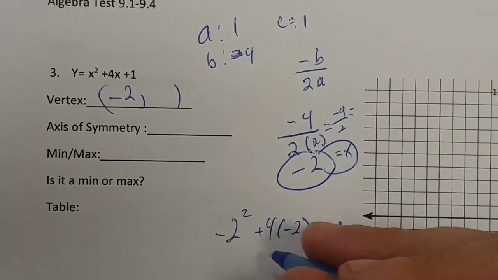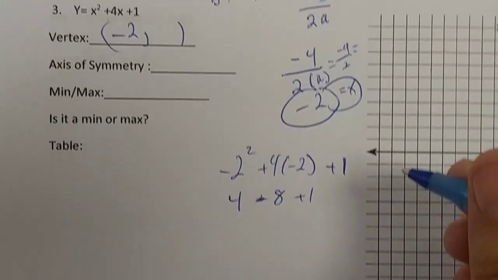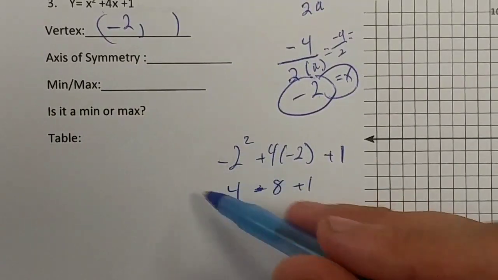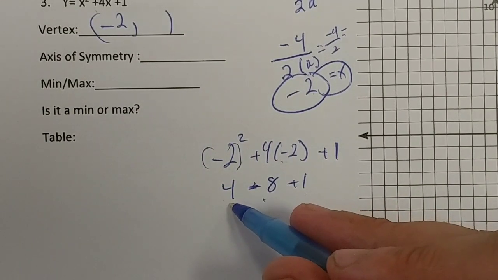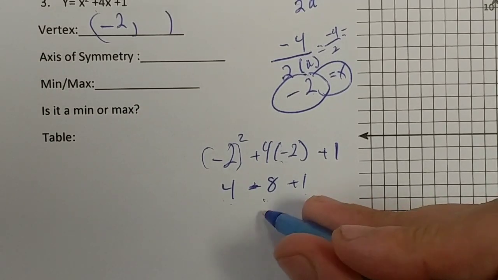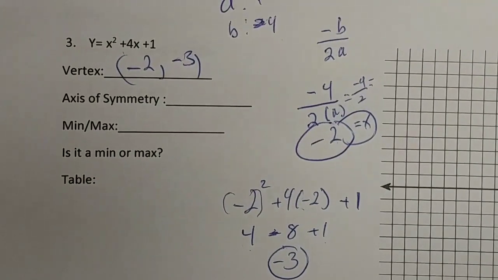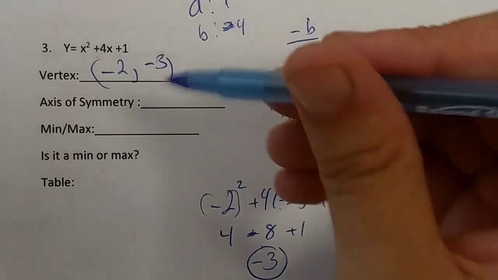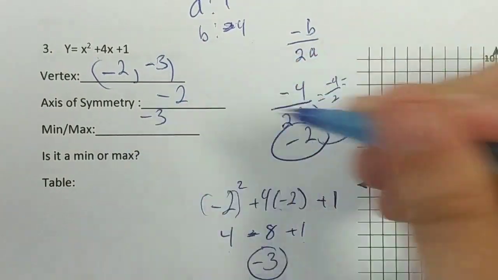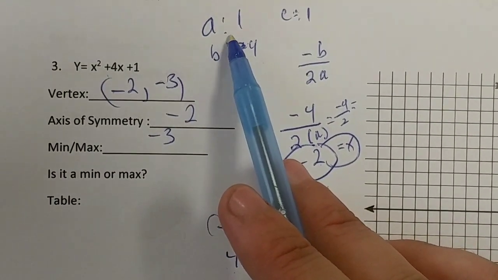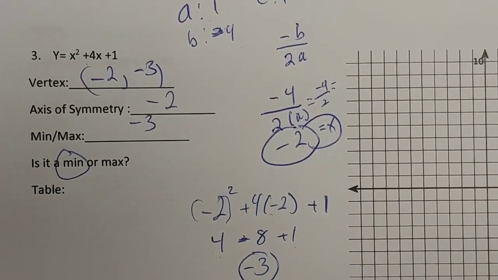So that's positive 4 minus 8 plus 1. Negative 2 squared, remember, negative times a negative is a positive, so positive 4. Minus 8 plus 1. 4 minus 8 is negative 4. Negative 4 plus 1 is negative 3. So your vertex is negative 2, comma, negative 3. Your axis of symmetry is negative 2. Your min-max is negative 3. Is it a min or max? Since A is a positive 1, it's only up from here, so min, I should say.